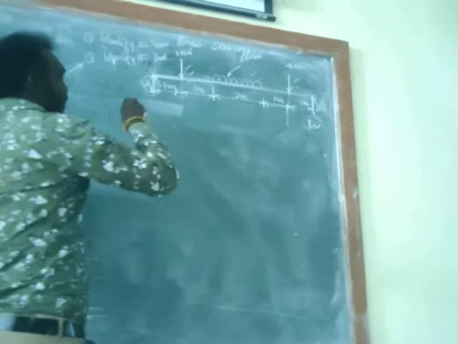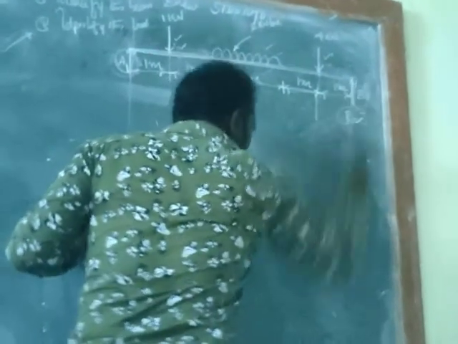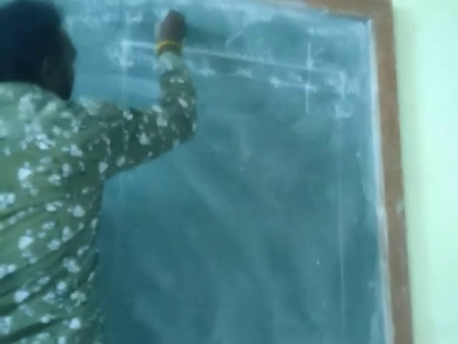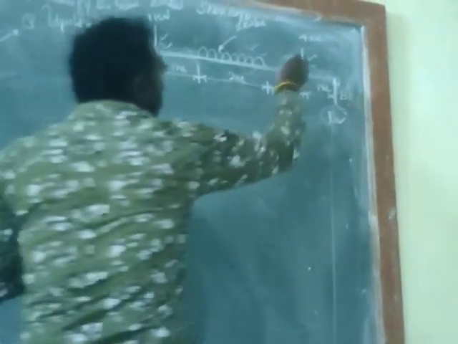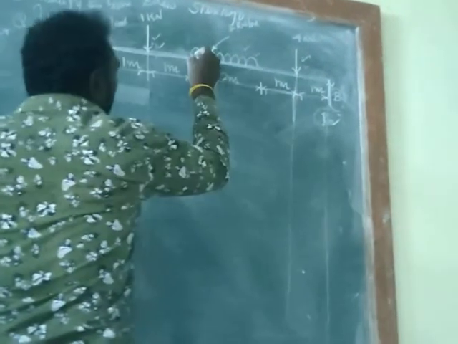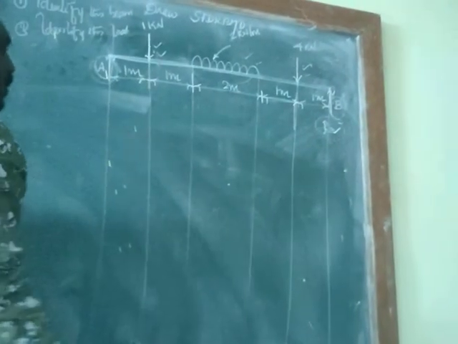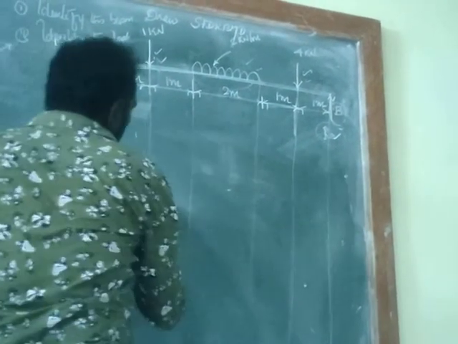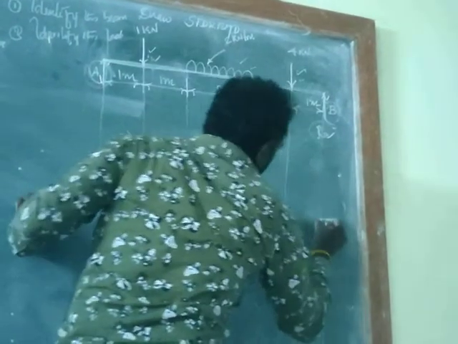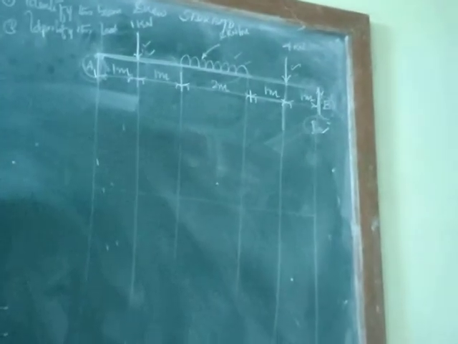Where do we put the vertical lines? At the starting of the beam, the ending of the beam, where we locate the point load, and where we are having the uniformly distributed load. Okay. Now put the horizontal line.